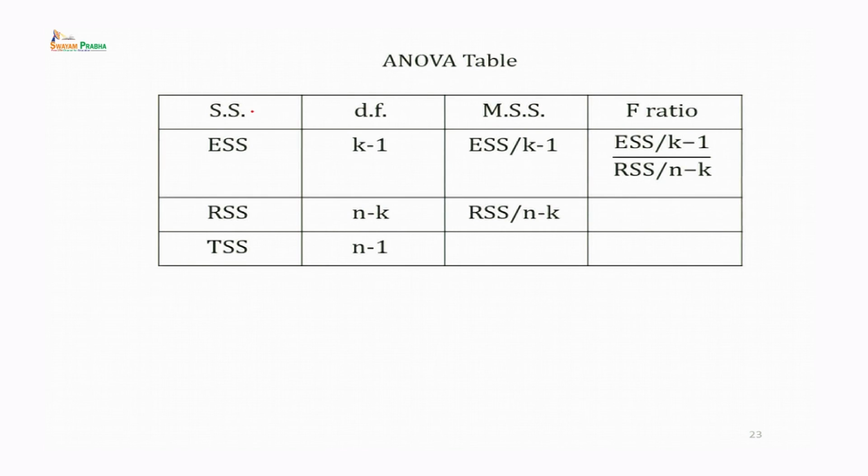You have sum of squares here, degrees of freedom here. Then we obtain the mean sum of square. We divide the total sum of square by the corresponding degree of freedom. So, we get mean sum of square. This is mean sum of square explained by the model. This is mean residual sum of square, and then you can obtain the F ratio also, just like the usual analysis of variance table.